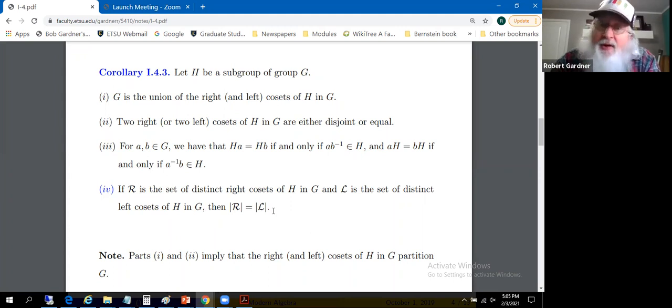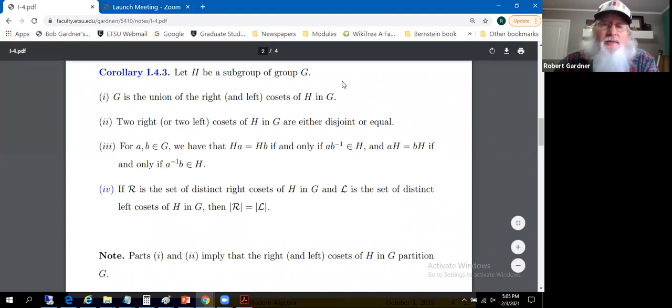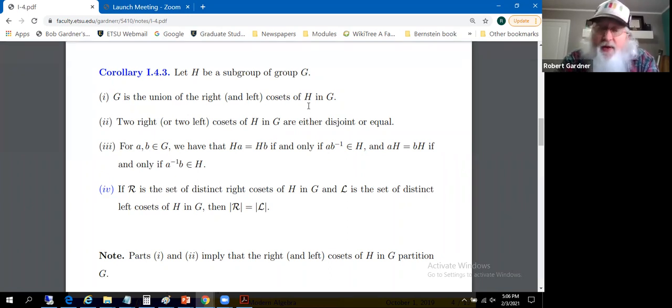Unless I say the cardinal number of, then I'm good. But the cardinality of the collection of right cosets is the same as the cardinality of the set of left cosets. Some commentary. Parts 1 and 2 say G is the union of the right cosets of H, and the right cosets of H are either disjoint or equal. That's what a partitioning is. So parts 1 and 2 here combine to tell us group G can be partitioned into the right cosets of H in G, or the left cosets of H in G.